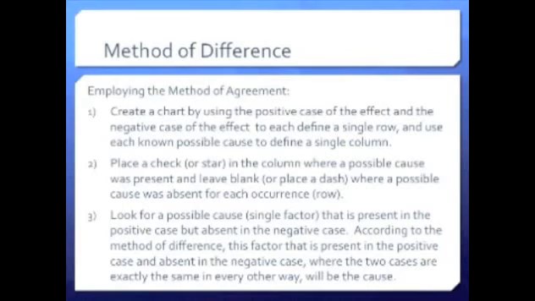Our second step is to place a check or star in the column where a possible cause was present for any of the 2 cases, and leave blank or place a dash where a possible cause was absent for any of the two cases. Finally, we look for a possible cause, which is assumed to be a single factor, that is present in the positive case but absent in the negative case. According to the method of difference, this factor that is present in the positive case but absent in the negative case will be the cause. Let us see how these steps would work in practice.